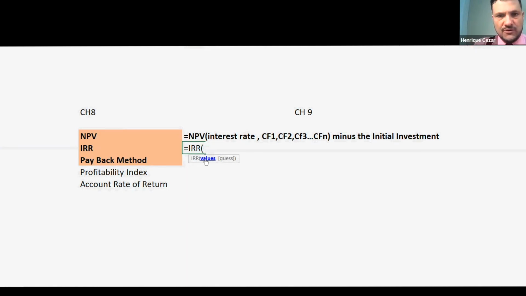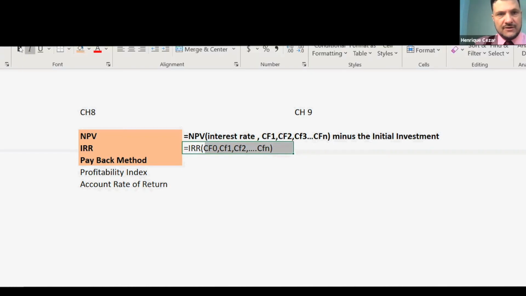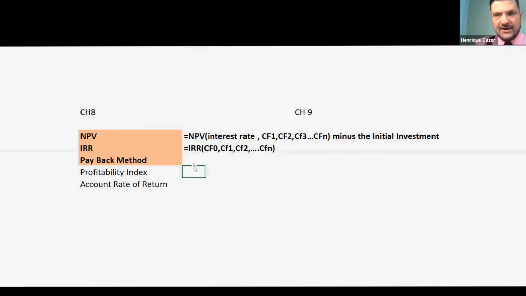All the cash flows. So all you have to do here, and I'm going to show the example, okay, is all cash flows. So here you're going to put cash flow 0. Which cash flow 0? Your initial investment. That has to be the first one. And then cash flow 1, cash flow 2, okay, all the way to cash flow N, the last cash flow. That's it. Press enter and you get the results. All right. So it's quite easy to use the IRR formula.